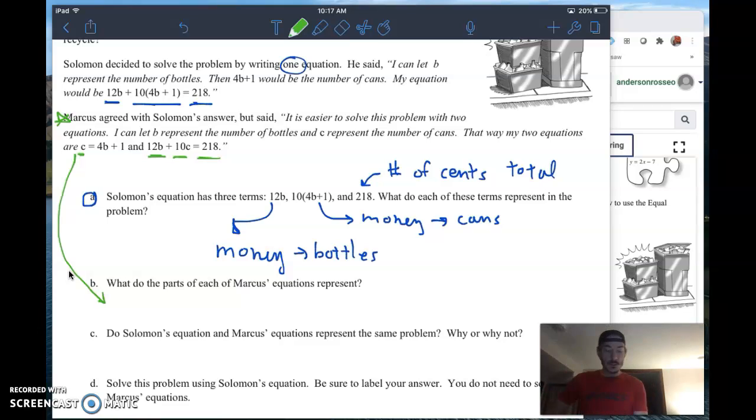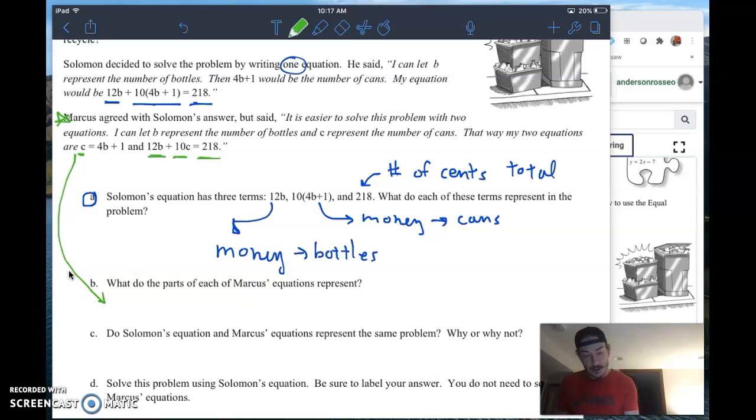C equals 4b plus 1. That is the number of cans. C for cans is 4 times the number of bottles plus 1. Okay, so he's going to take whatever that bottle number is, multiply it by 4, add one more, and he knows that's how many cans he's got.